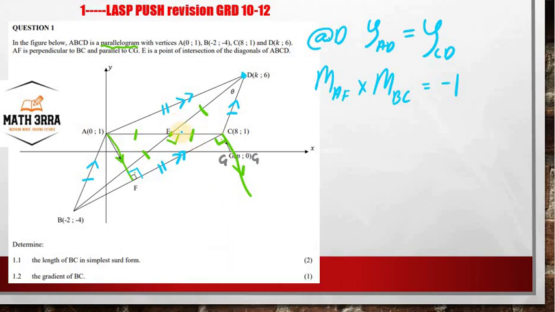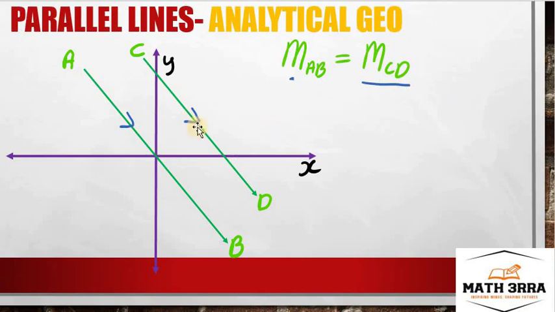So why is that important? That's important to us because we have this straight line being parallel to another straight line, and this straight line being parallel to another straight line. Whenever we have two straight lines that are parallel to one another, their gradients are always what? Equal. If we have line AB being parallel to line CD, the gradient of line AB is always equal to the gradient of the line that is parallel to it, in this case CD.